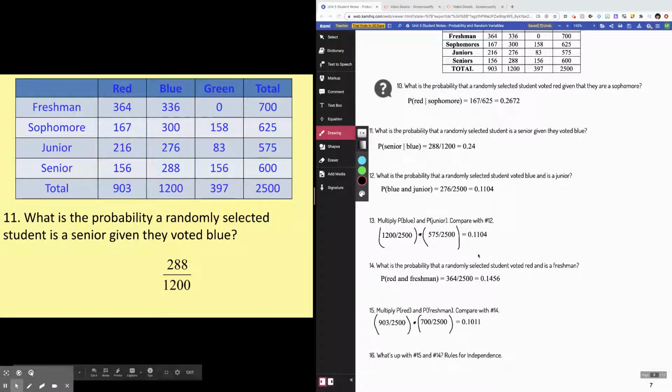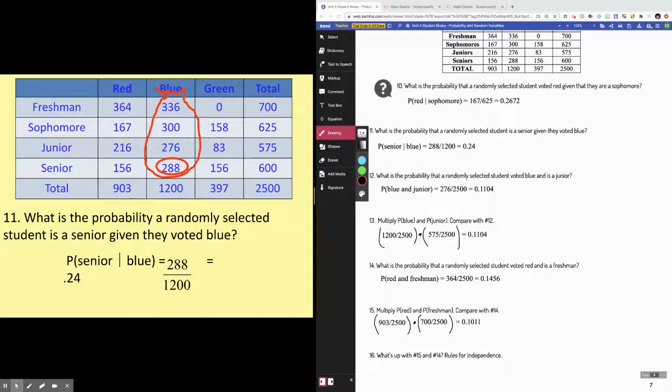All right, folks, so let's check your answers here. For number 11, this is asking for the probability that the student is a senior given that they voted blue. Okay, so blue is my restrictor category, so I'm only going to look at that column and ignore everything else. So the number of both senior and blue is 288, divided by the total in the restrictor category, which is 1200. The way this should be written is senior given blue, and you get 0.24.